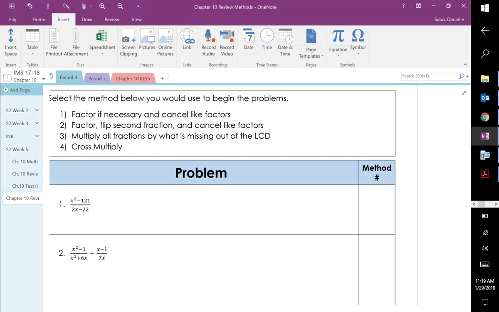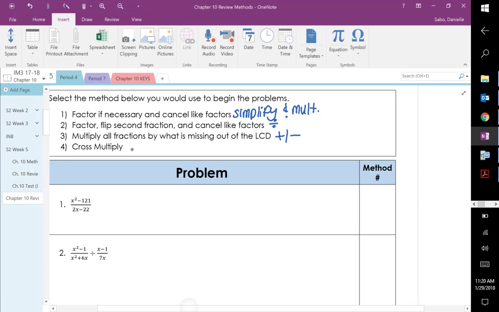It's just simplifying. Number 2 says factor, flip, change the second fraction, and cancel factors. That's when we're doing division. So I'm going to put simplify, and I'm going to say multiplication goes here. This is your division. Multiply all fractions about what it's missing. That's adding and subtracting. And cross multiply is when we have those equal signs, so a proportion equaling a proportion. So those are the methods you would use based on the problem that you're given here.